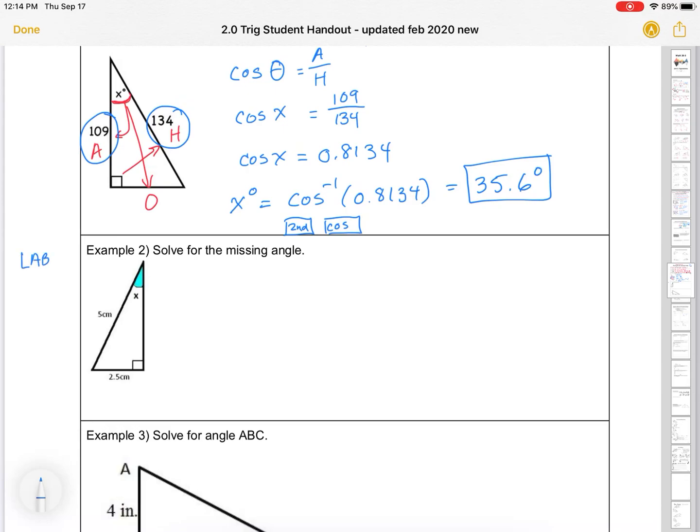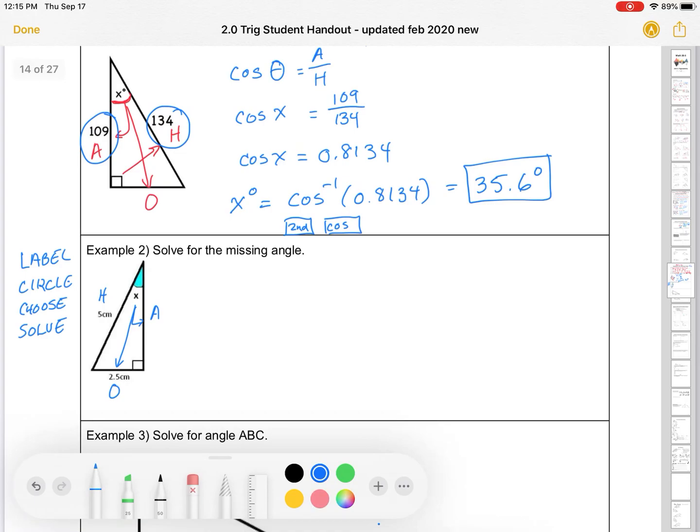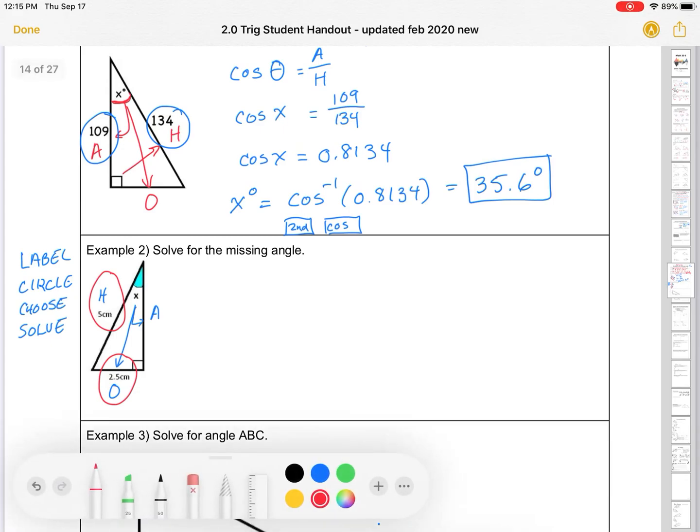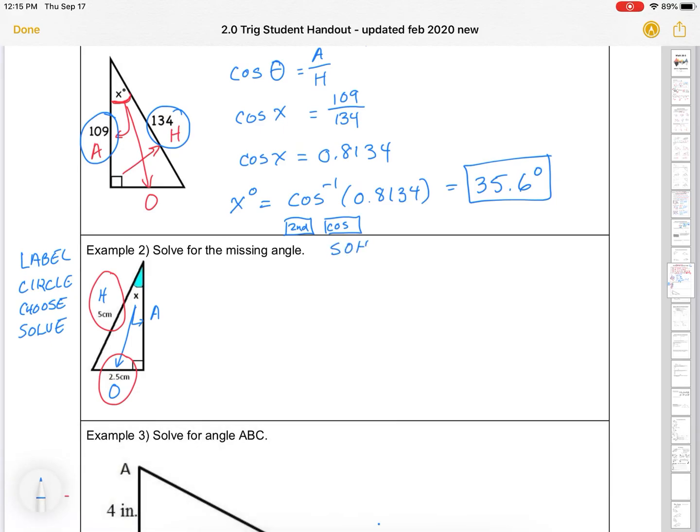Let's do the next two, still doing our steps: label, circle, choose, and solve. Good to do some practice. Our angle of interest is already highlighted. We know the big one is the hypotenuse, and across is the opposite. The other one is our adjacent, the right next door. Let's circle what we know from those sides: our hypotenuse and our opposite.